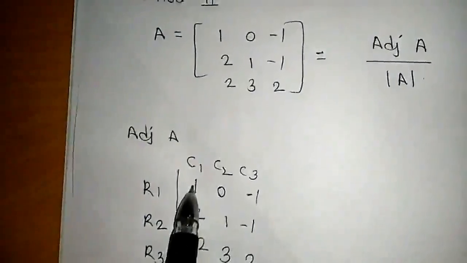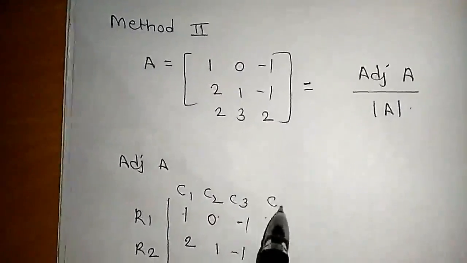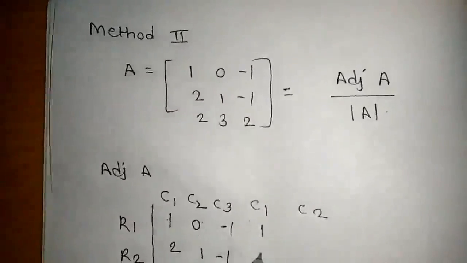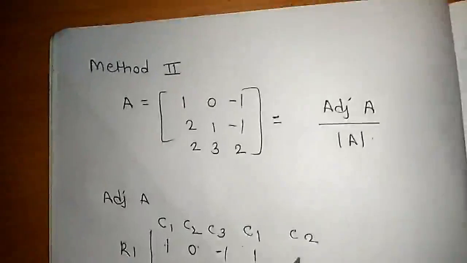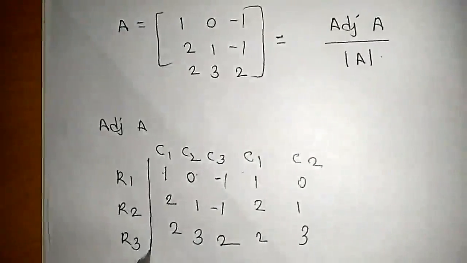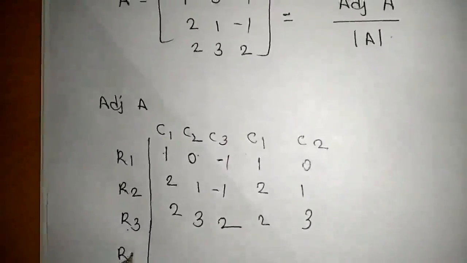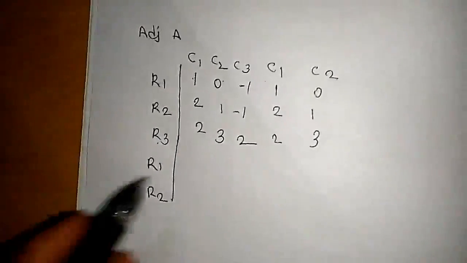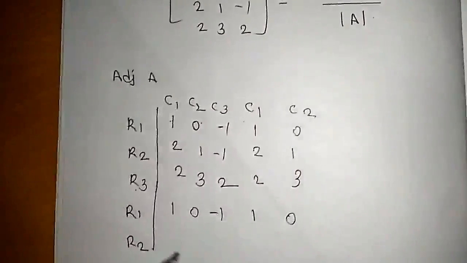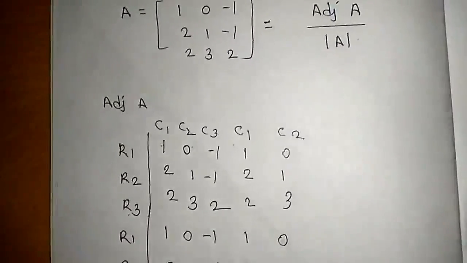Just take this column 1 and column 2 and write them down after column 3. Means here I will again write C1 and C2, the same values: 1, 2, 2 and 0, 1, 3. Similarly, I will write R1 and R2 after R3. So again I will write R1 and R2. What is R1? 1, 0, minus 1, 1, 0 and 2, 1, minus 1, 2, 1.